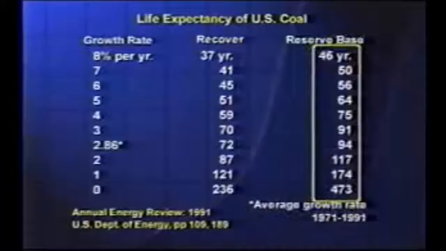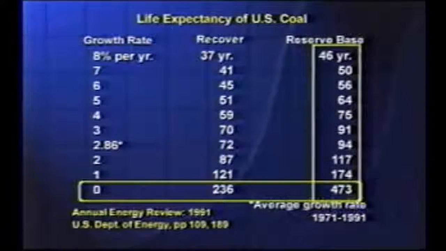The only way we're going to get anywhere near this widely quoted 500-year figure is to do simultaneously two highly improbable things. Number one, we've got to figure out how to use 100% of the coal that's in the ground. Number two, we've got to figure out how to have 500 years of zero growth of coal production.